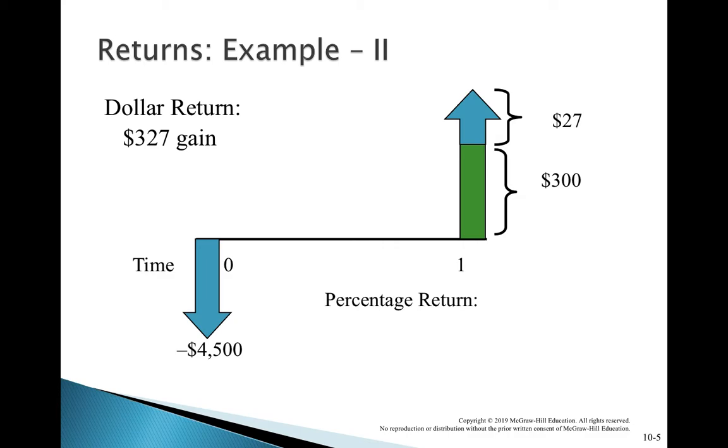The initial investment is negative, that's why 4,500 is shown as negative. At the end of the period, you got 300 as the capital gain because you sold at 4,800, and the dollar gain of 27 is the dividend. So 27 divided by 4,500 will be the dividend yield. 300 divided by 4,500 is equal to the capital gain yield. And total 327 divided by 4,500 is equal to the total yield.